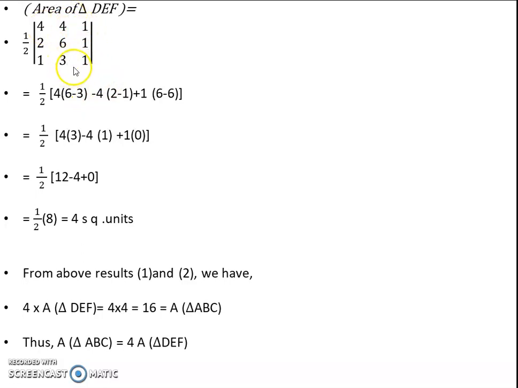First row, second column, we skip. That is 2 into 1, 2, 1 into 1, minus 1. Minus 4 is in the middle term. We must remember that.